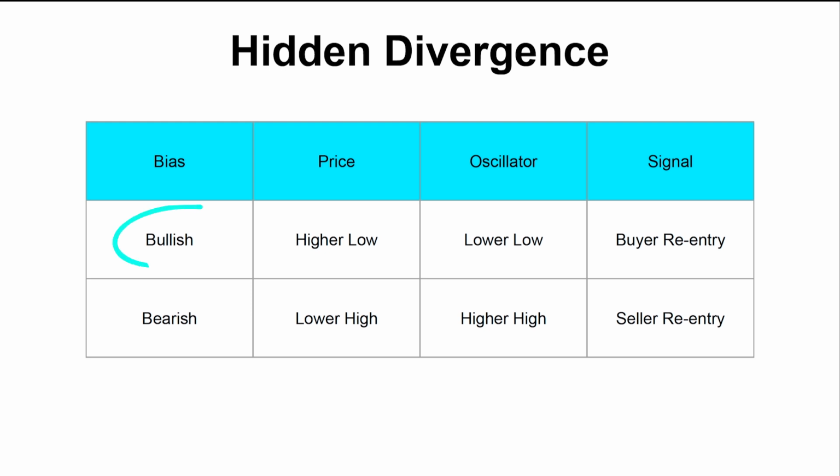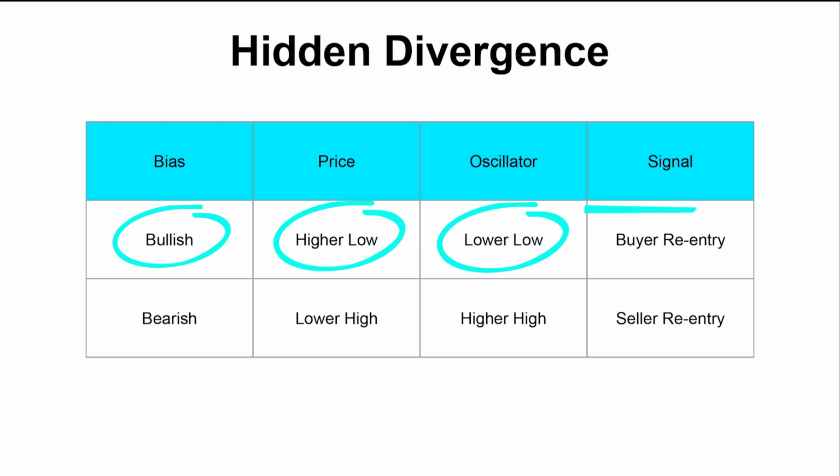Now, a hidden bullish div occurs when price makes a higher low, but the oscillator makes a lower low. This provides buyers with an opportunity to re-enter a long position on a higher low. You can liken this to buying the dip, so to speak.